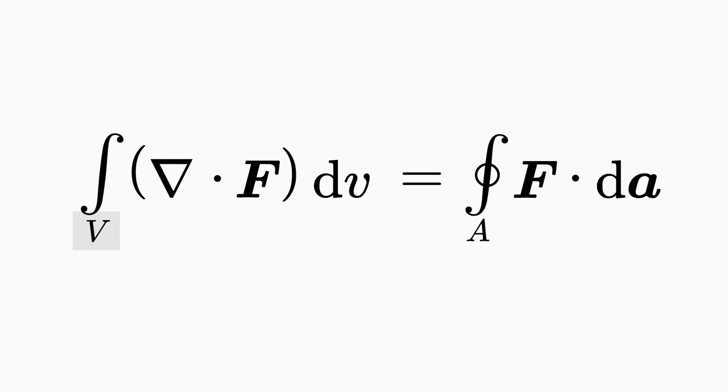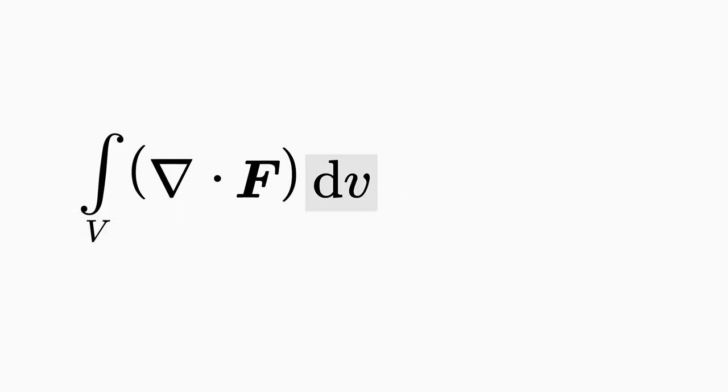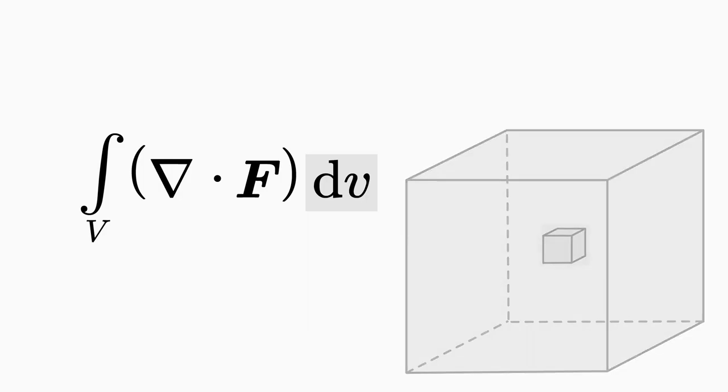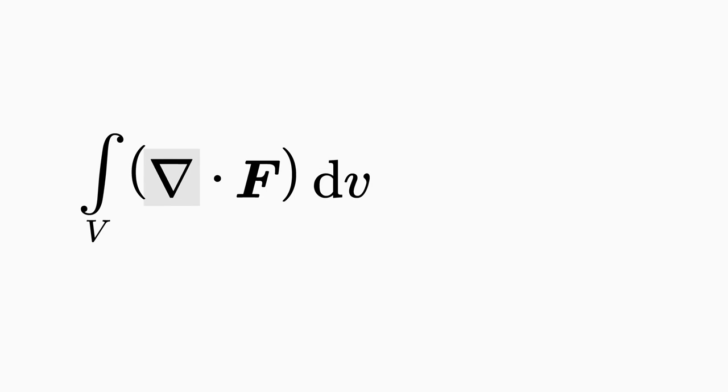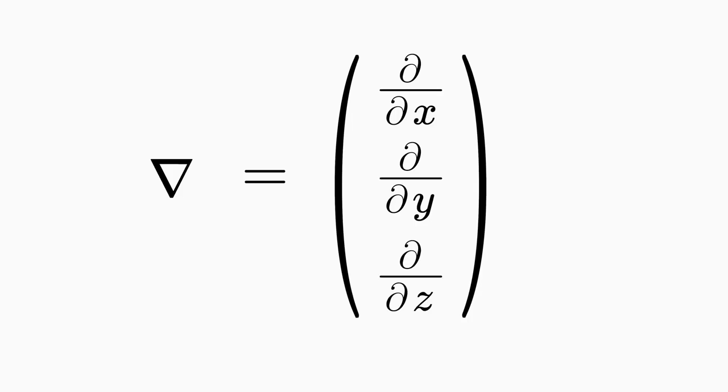Now let's look at the left-hand side of the theorem. V is a volume, but not any volume, it is the volume enclosed by the surface A. dV is an infinitesimal volume element, in other words, an infinitely small volume piece of the considered volume V. The upside-down triangle is called the nabla operator and it has three components like a vector. Its components, however, are not numbers, but derivatives corresponding to the space coordinates. The first component is the derivative with respect to x, the second component is the derivative with respect to y, and the third component is the derivative with respect to z.